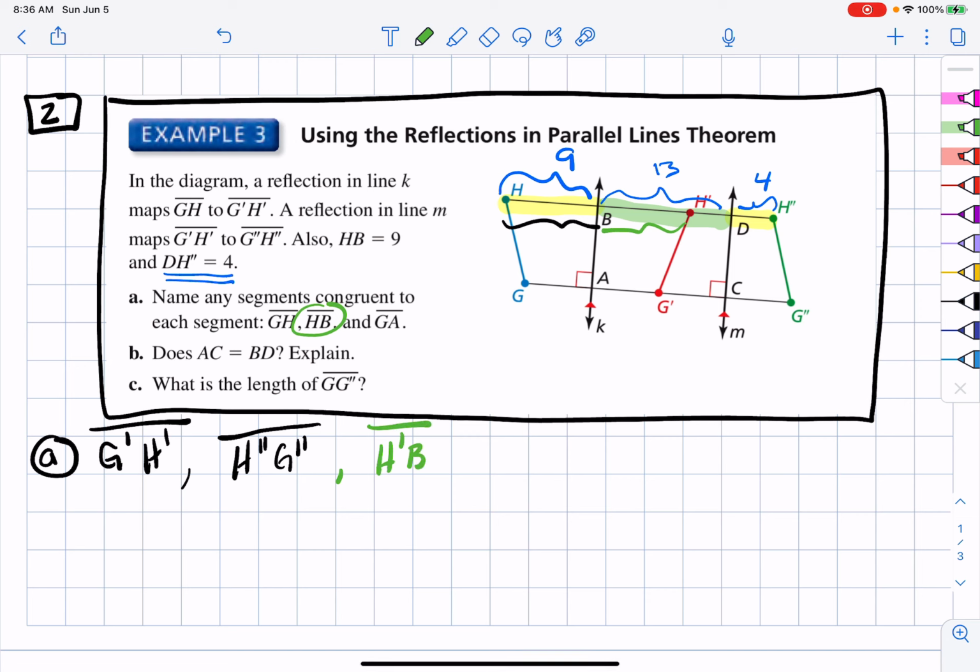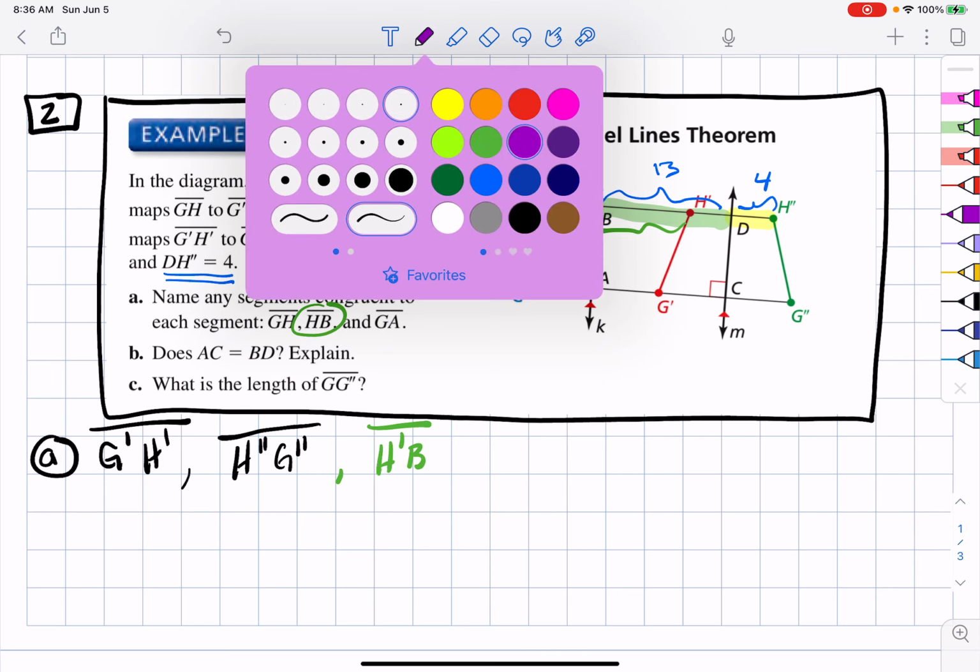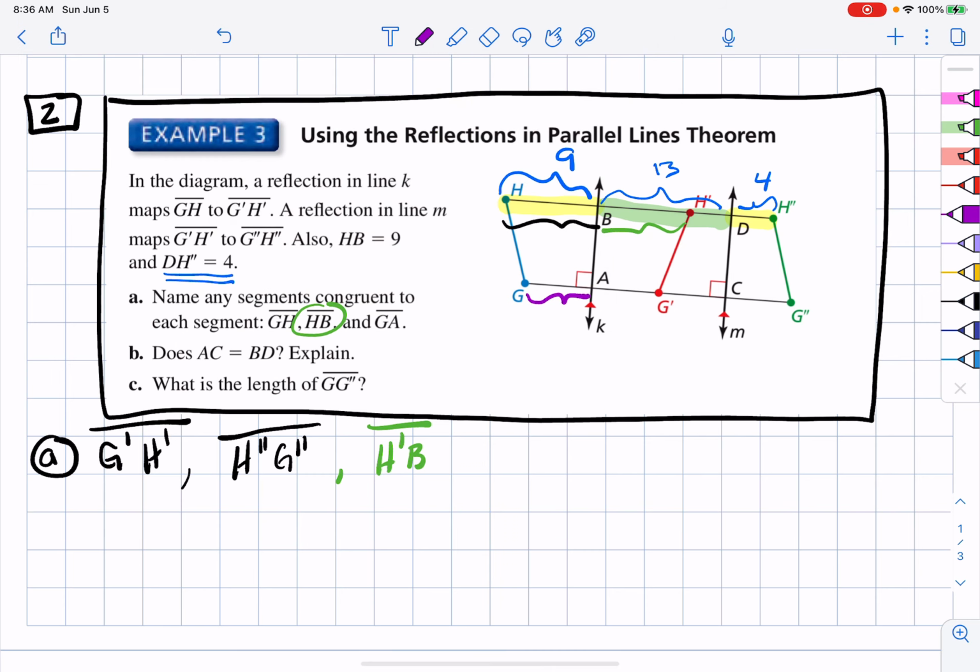And then how about from G to A? I'll change colors for you again. If I go from G to A, that distance right there is going to be the same thing as G prime to A. Oh, sorry, this should be an A. Excuse me, this is an A. This distance is what I meant to say. G prime to A. There we go. So there's everything you know for part A.